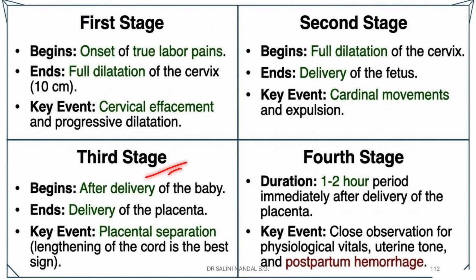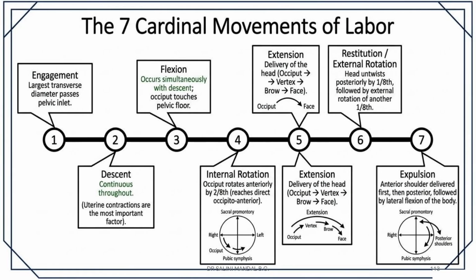In the third stage, after delivery of the baby, there is delivery of the placenta. Placental separation will be present in this stage. The fourth stage is a 1 to 2 hour observation stage, wherein physiological vitals, uterine tone, and postpartum hemorrhage are checked in the lady who has just delivered. So what is the mechanism of labor?